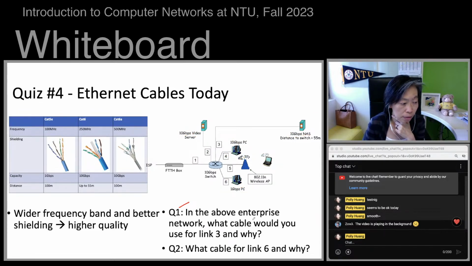Q1 here asks, okay, given the above network, what cable would you use for link 3? Where's link 3? Right here. It's the cable connecting the switch to NAS. Which one would you use? And very important, tell me why. Q2, what cable would you use for link 6? Where's link 6? Here. Okay, so that is quiz 4.